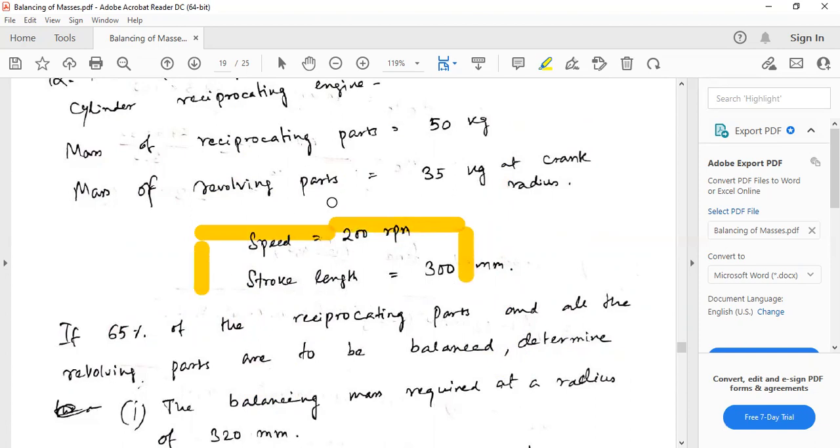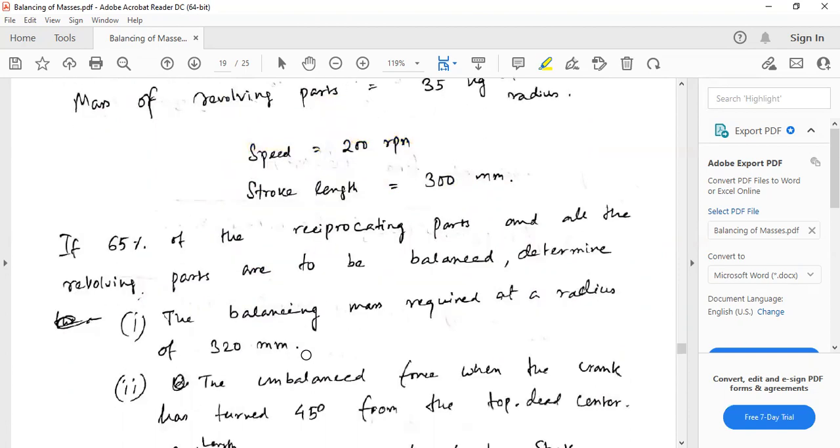When the crank is at this position, it is the top dead center, and when the crank is here, this is the bottom dead center. So the crank radius from the center, plus the crank radius in this direction, is the total stroke length. You can say twice the crank length is equal to the stroke length. That is how we relate it.